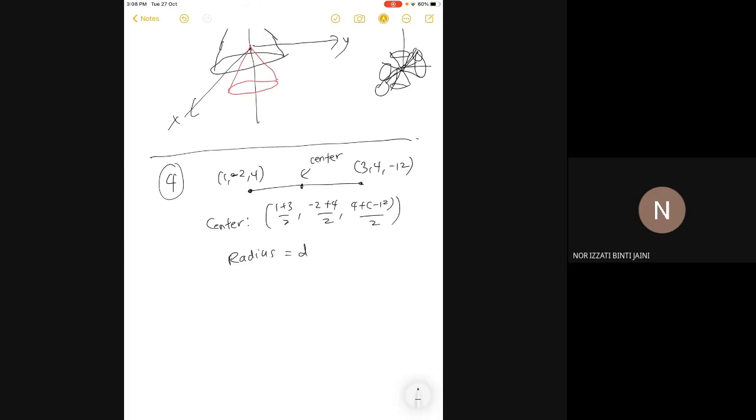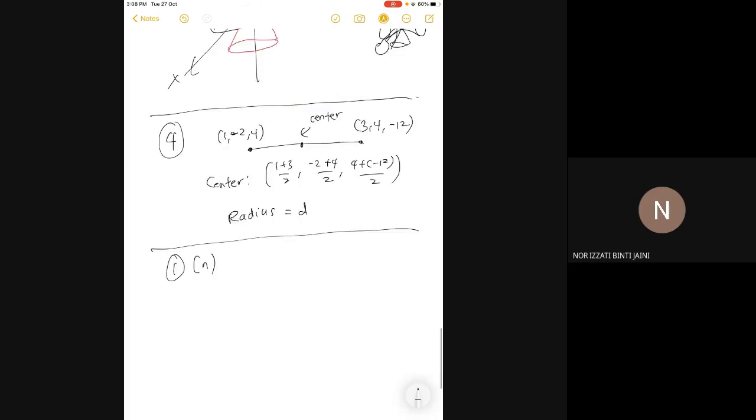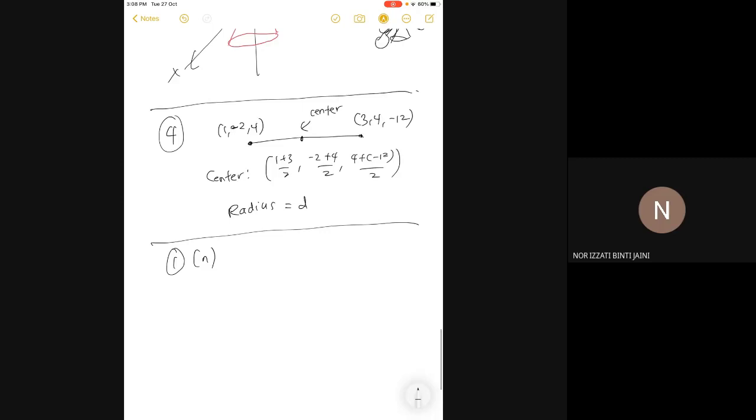Okay, 1N. 1N ni pun sama macam 2J tadi tu, paraboloid. Okay, sebab dia tak ada square root, so dia akan jadi paraboloid lah, menghala pada Z ke bawah. Okay, and then 1 tu adalah displacement.